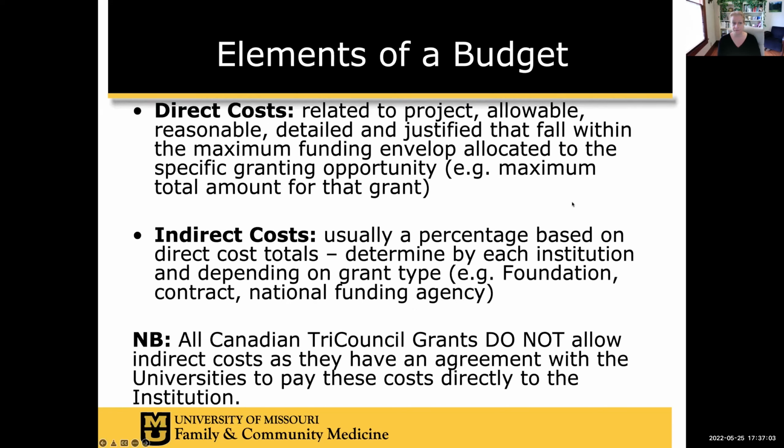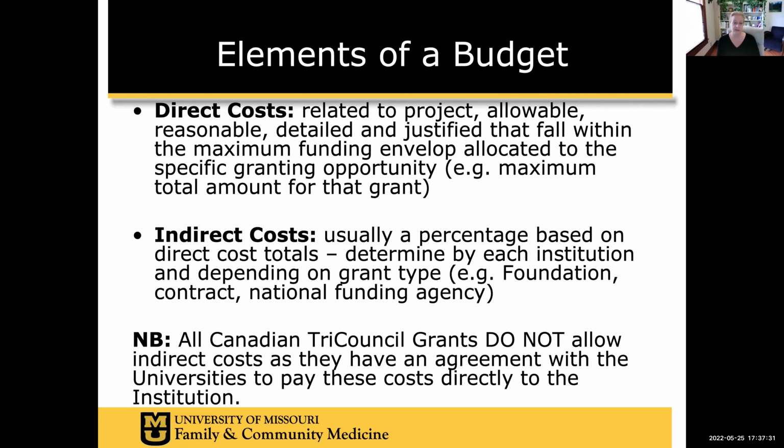So direct costs related to the project, they have to be allowable, reasonable, detailed, and justified, and they have to fall within a maximum funding envelope allocated to the specific granting opportunity. What's the total amount allowed for that grant? Not everything has a maximum, but most of them do. Like often they'll be like, oh, we're going to do catalyst grants for 100,000 for 1 year. So your budget can't go beyond 100,000.